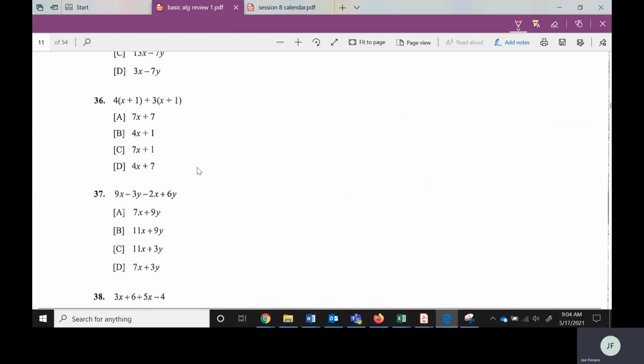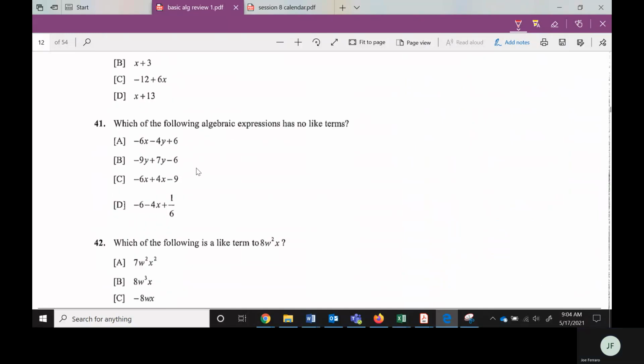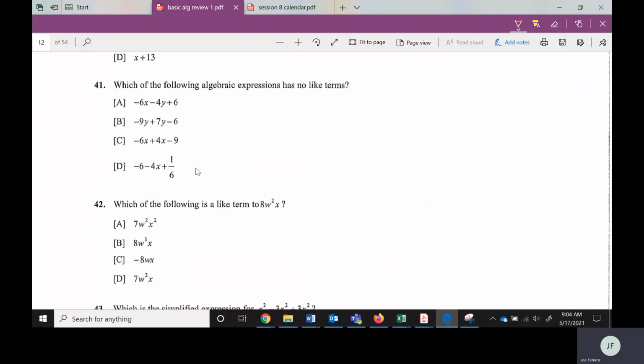I'm going to turn the page, go to 41. It says, which of the following algebraic expressions has no like terms? Okay, I'm just going to start at the bottom here. This one might look like it. You have an x but this has -6 has no variable. 1/6 has no variable. So these are actually like terms, and now you got to be careful with the directions here. We are looking for the one with no like terms. So this is not our answer, because they do have a like term.